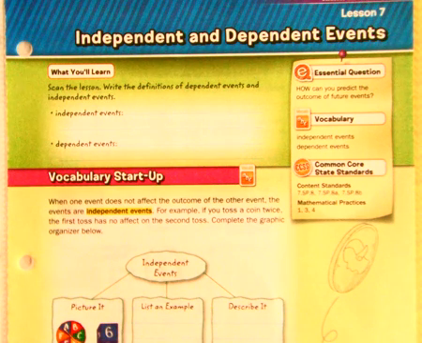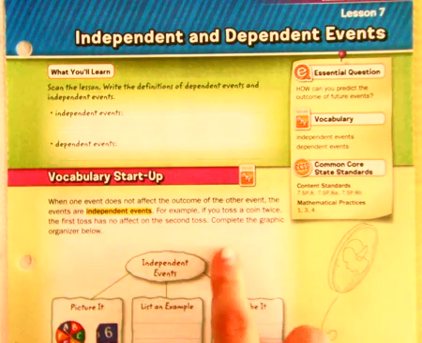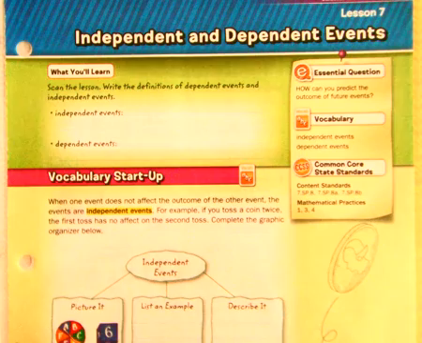Lesson 9.7, Independent and Dependent Events. When one event does not affect the outcome of another event, the events are independent events. For example, if you toss a coin twice, the first toss has no effect on the second toss. So again, independent events where one does not affect the other.